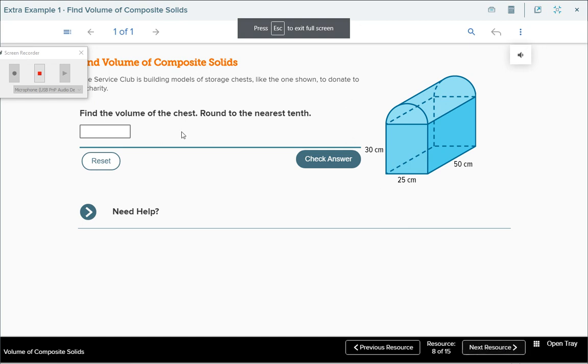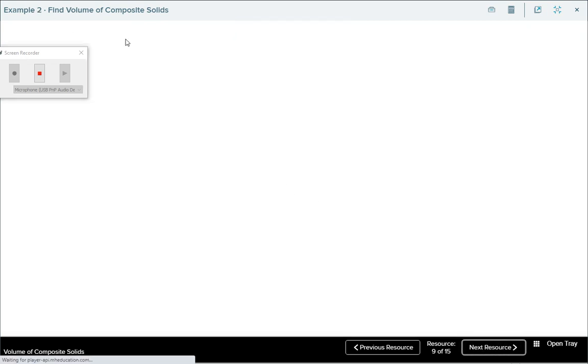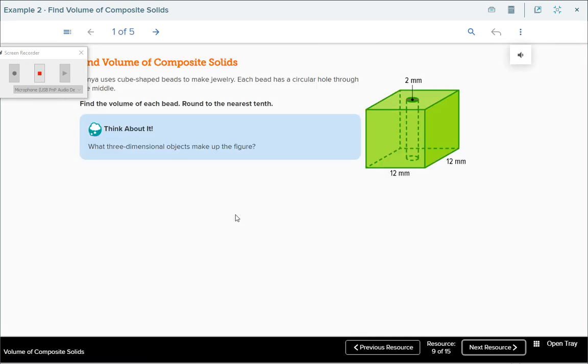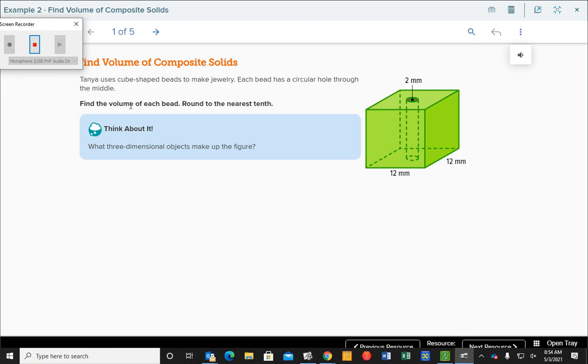Okay, this next one, it's a different kind of solid, but we would still be able to find this. What's happening here is like a cylinder inside of a cube. Okay? Now, Tanya uses cube-shaped beads to make jewelry. Each bead has a circular hole through the middle. Find the volume. So, without spending a ton of time on this, we would find the volume of this entire cube and find the volume of this cylinder.